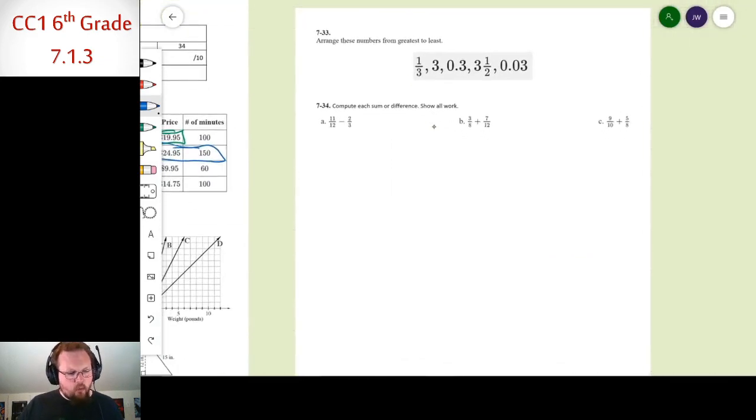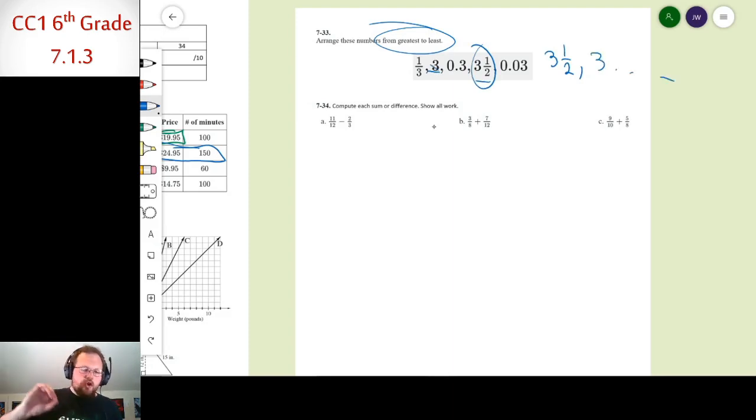Arranging the numbers from greatest to least, it's slightly backwards than what you'd expect. The greatest value is whichever one is the highest. And in this case, 1/3 is less than 1, so it clearly is not the biggest. 3.5 is the biggest. Great, let's start with 3 1/2. And then let's look at the next biggest. It's 3, and then so on. Again, you can change these into decimals. You will want to do that with 1/3, where you do 1 divided by 3 in a calculator.